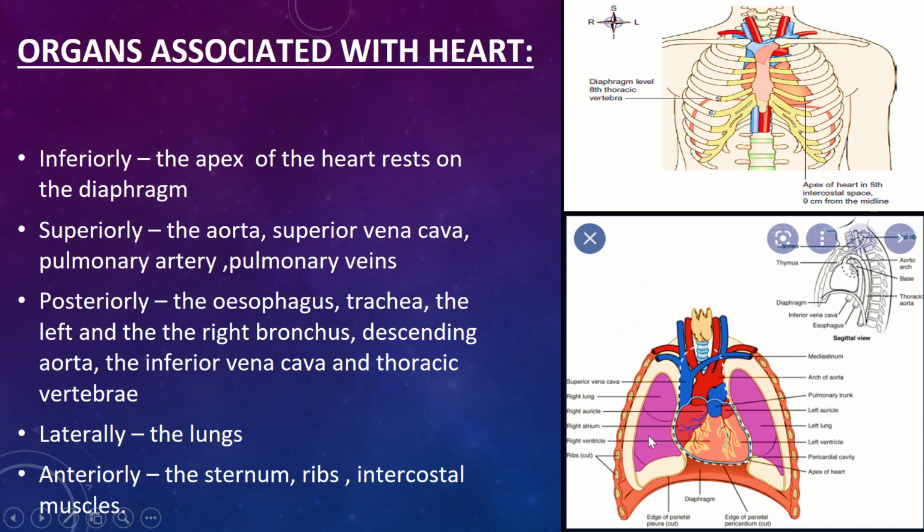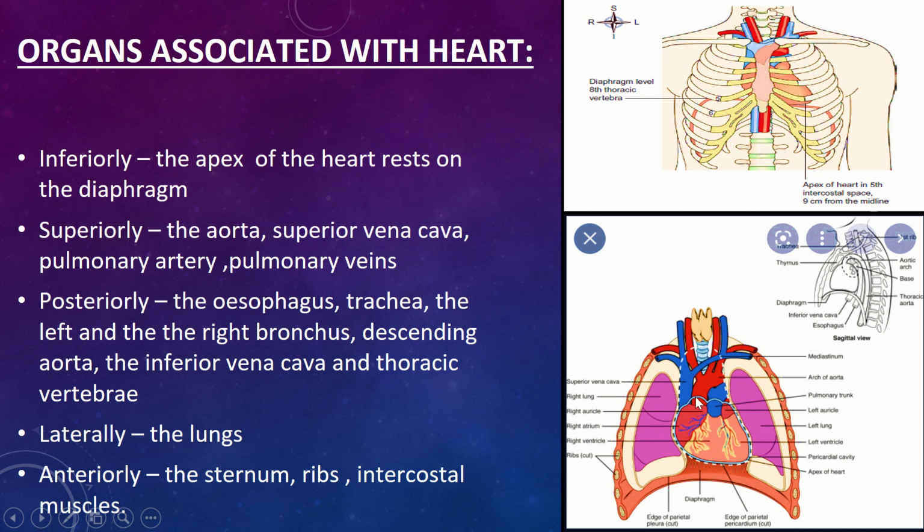Superior means front. What is present on the posterior side? The esophagus, trachea, the right and the left bronchus, the descending aorta, the inferior vena cava, and the thoracic vertebrae. Here you can see the thoracic vertebrae, the esophagus, the trachea, the bronchus, everything is present. So that is present posteriorly.